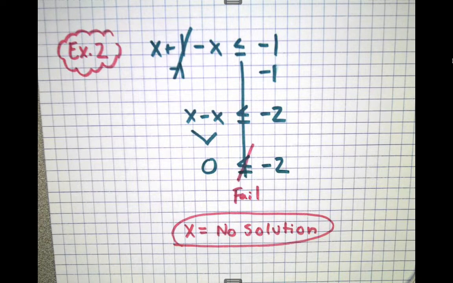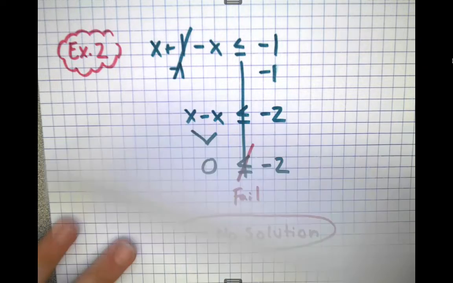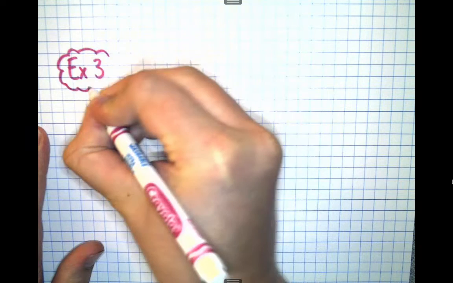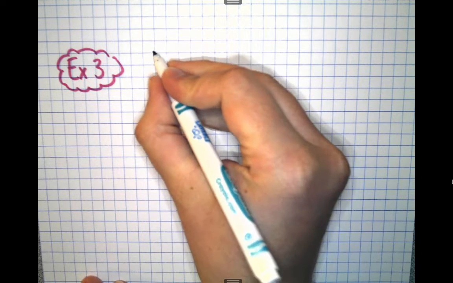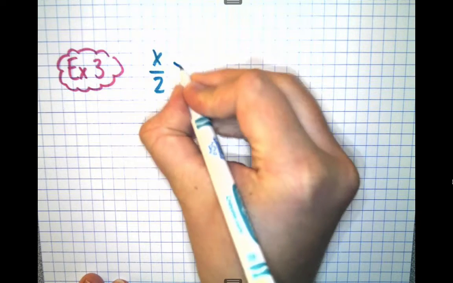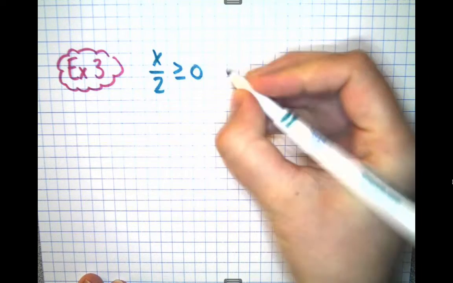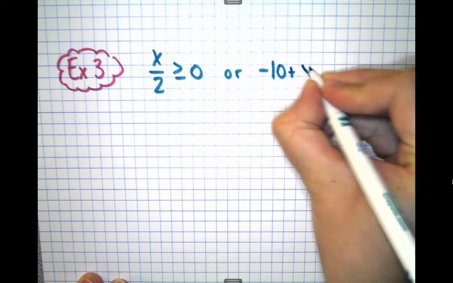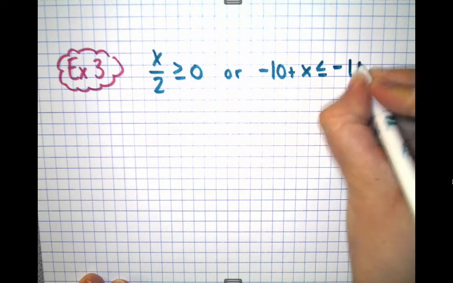All right. Let's try another one. We'll do an example 3. Okay, so let's do example 3. And for this one, let's look at something else this time. This time, let's solve a compound inequality. So a compound inequality would be something like this. x over 2 is greater than or equal to 0, or negative 10 plus x is less than or equal to negative 16.